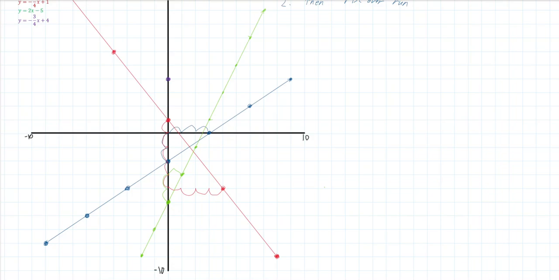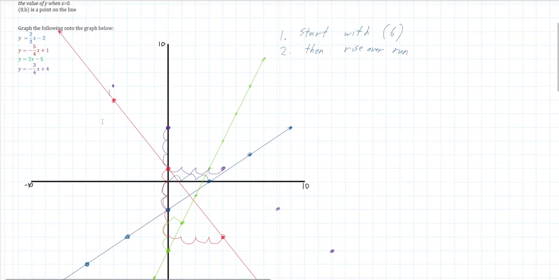And now our final one, we've got the +4 for the b value, that's right over here. Then we go down by 3, so 1, 2, 3, and then over by 4, 1, 2, 3, 4. Down by 3, over by 4, down by 3, over by 4, and yes, this is off the graph. Then we do it in reverse, so we go up by 3, over by 4 this way, up by 3, over by 4 this way.